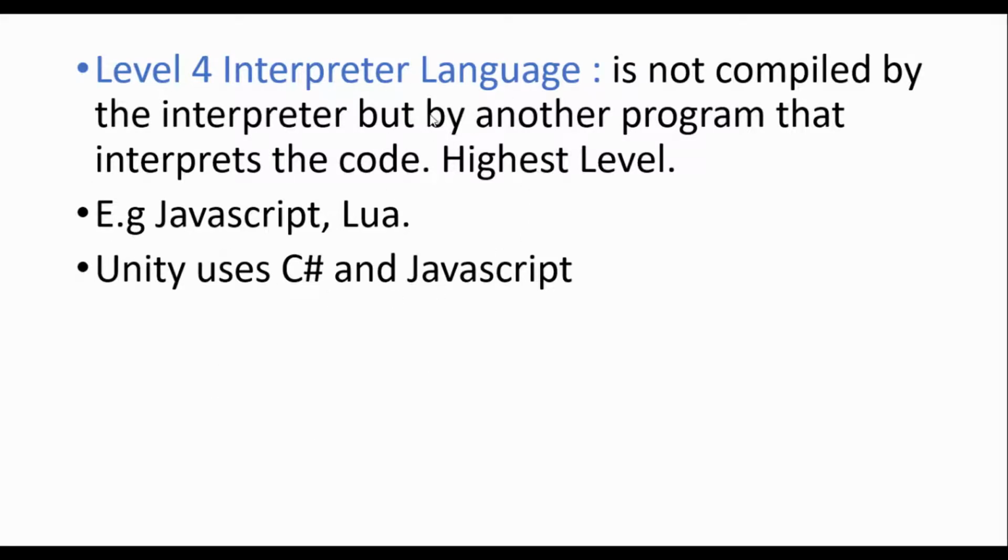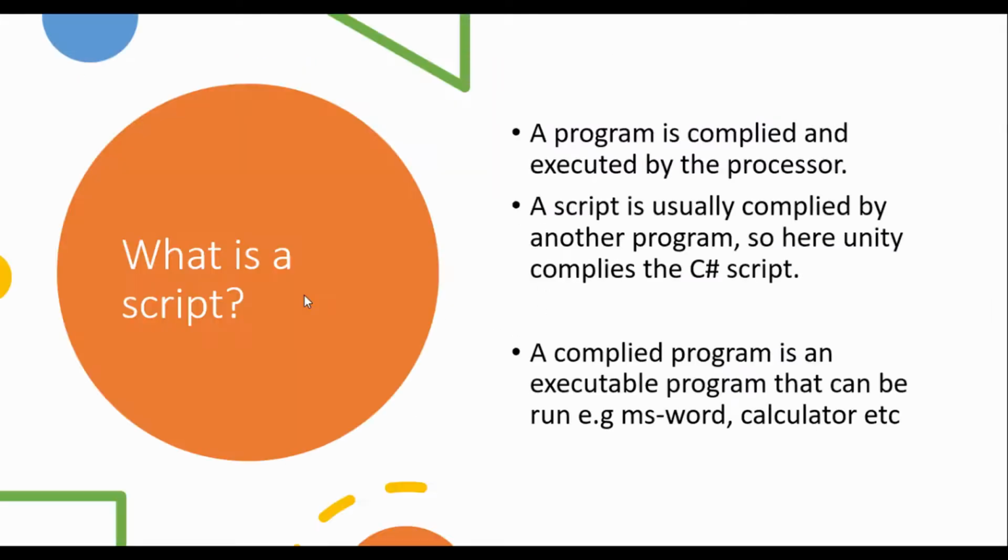Now this is where Unity scripting comes into play, because with the interpreted language, it's not compiled by a compiler, but you need another program that interprets your code. This represents the highest level, and Unity is actually the interpreter for C#. So basically, what is a script? Because we create scripts within Unity.